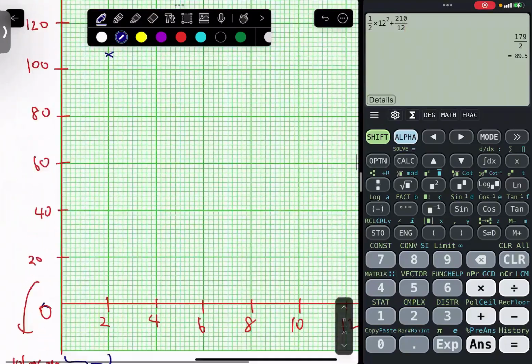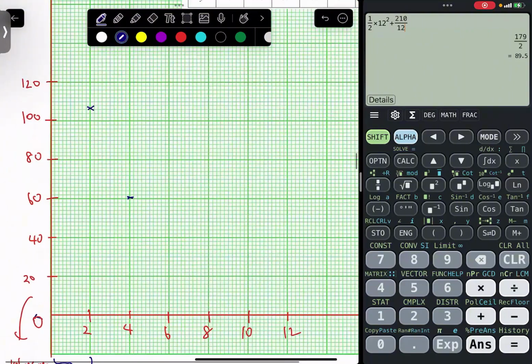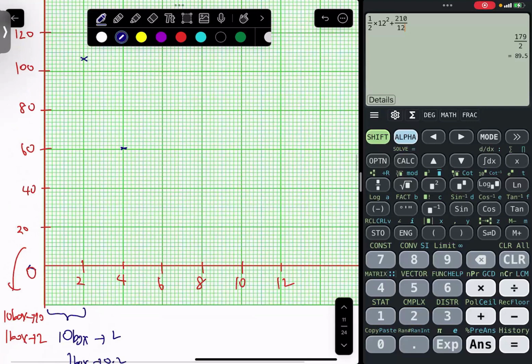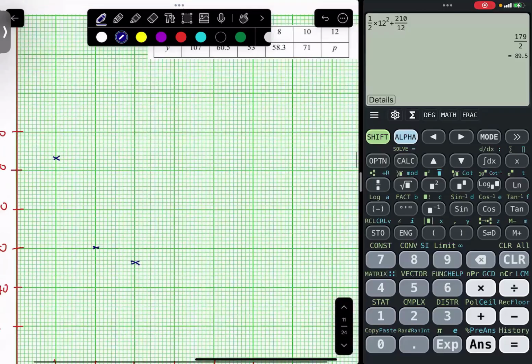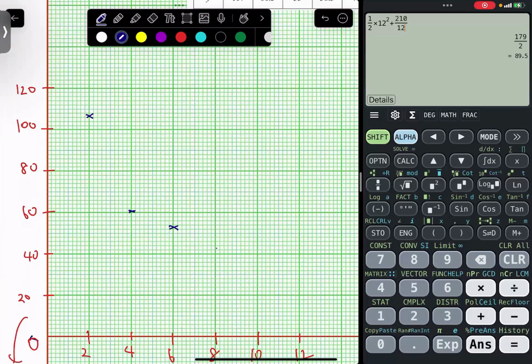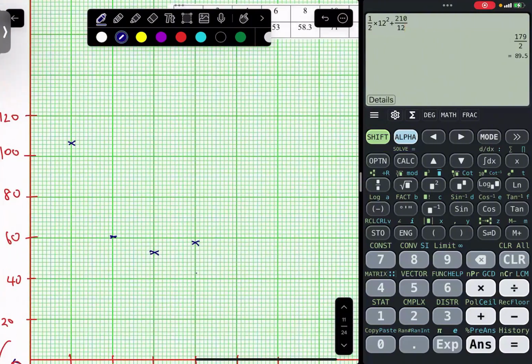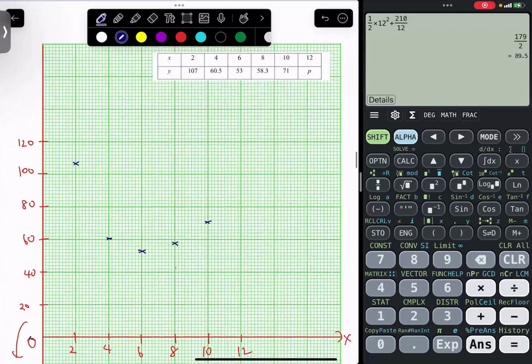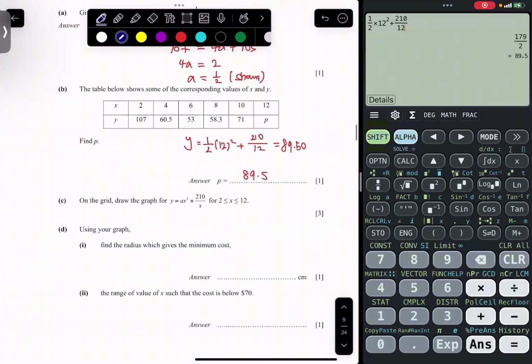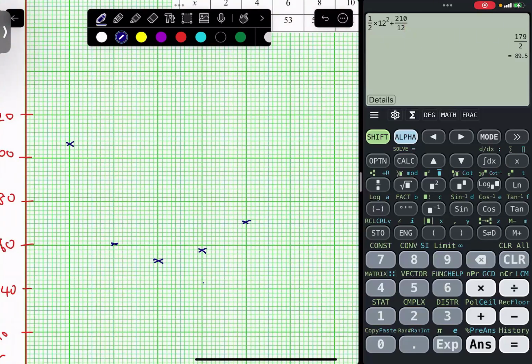Then 4 and 60.5. 60.5 will be somewhere here. Then 6 and 53. Then 8 is 58.3. It's going to be a tricky one. I'm just going to look directly at 58. Then we'll have 10 and 71. And 12 and what was the 12 value? 89.5, so I'll put it at 90.